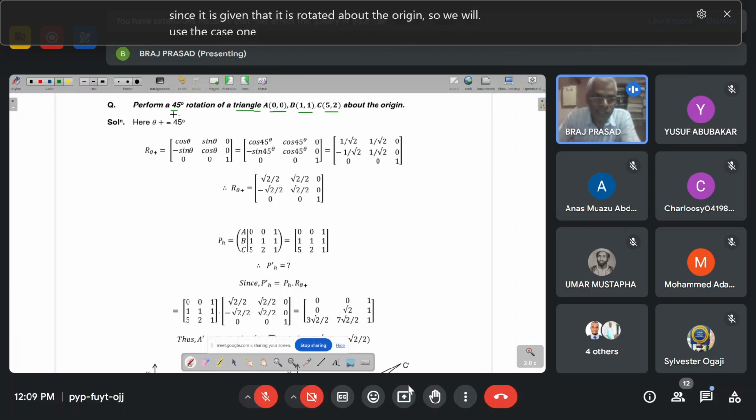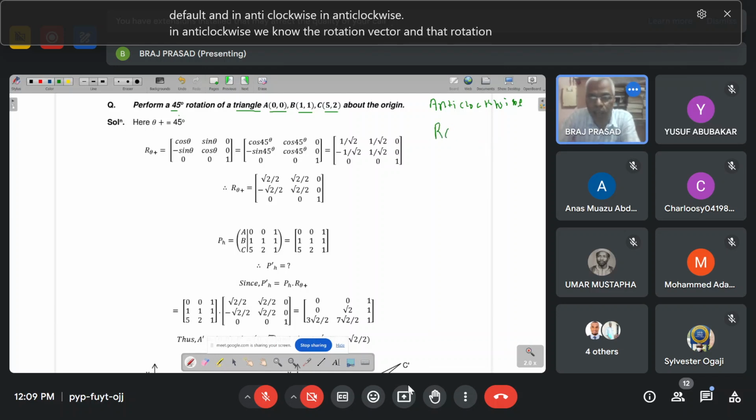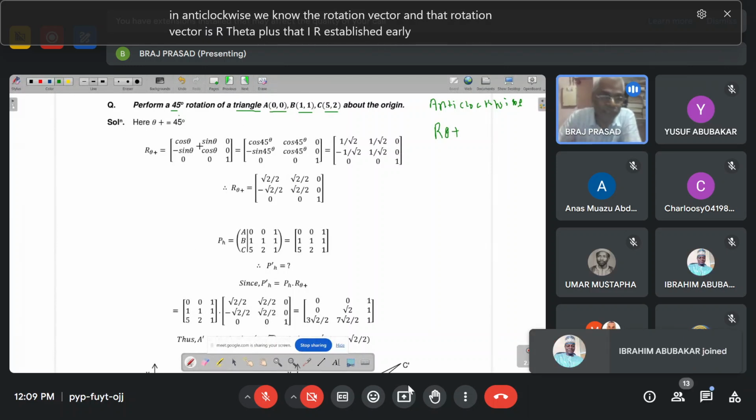Since there is no mention of clockwise or anti-clockwise, by default we take anti-clockwise. If the direction is not mentioned in the question, we will always assume anti-clockwise by default. In anti-clockwise rotation, we know the rotation vector, and that rotation vector is R theta plus, which I established earlier.